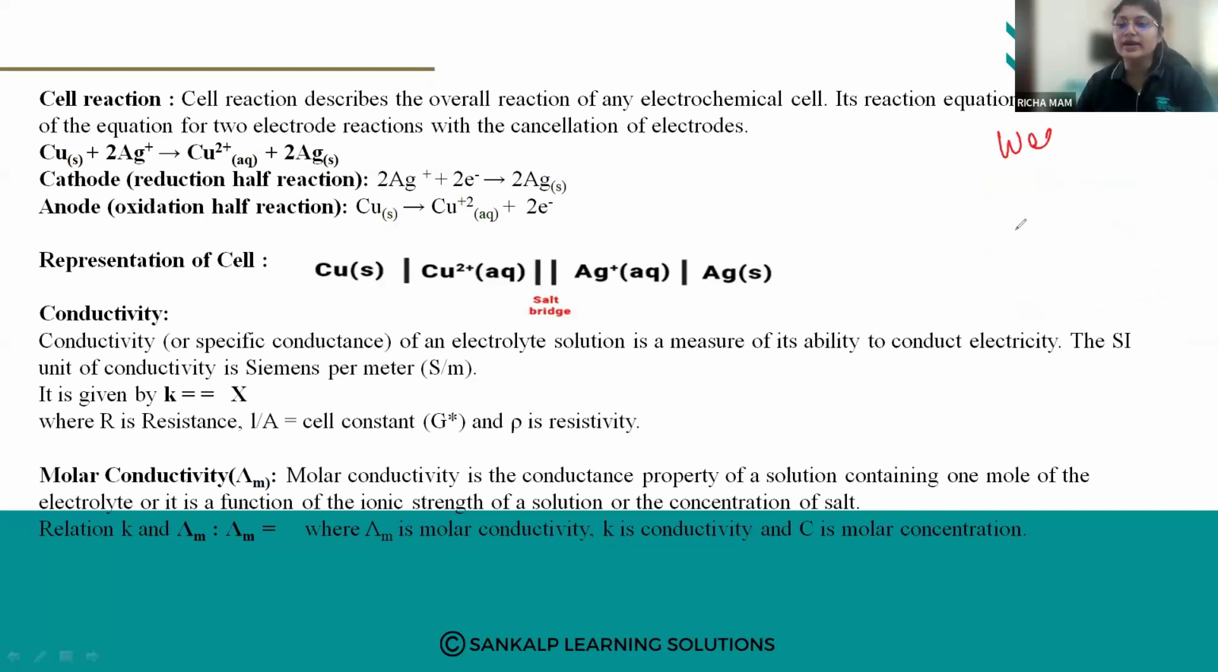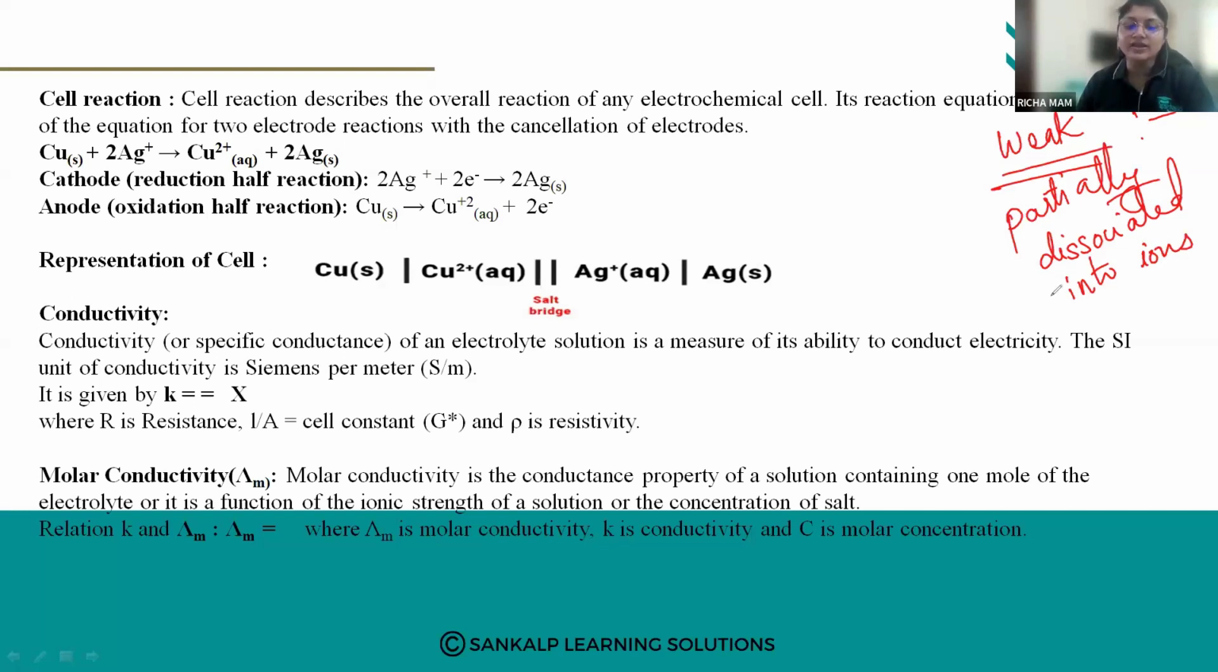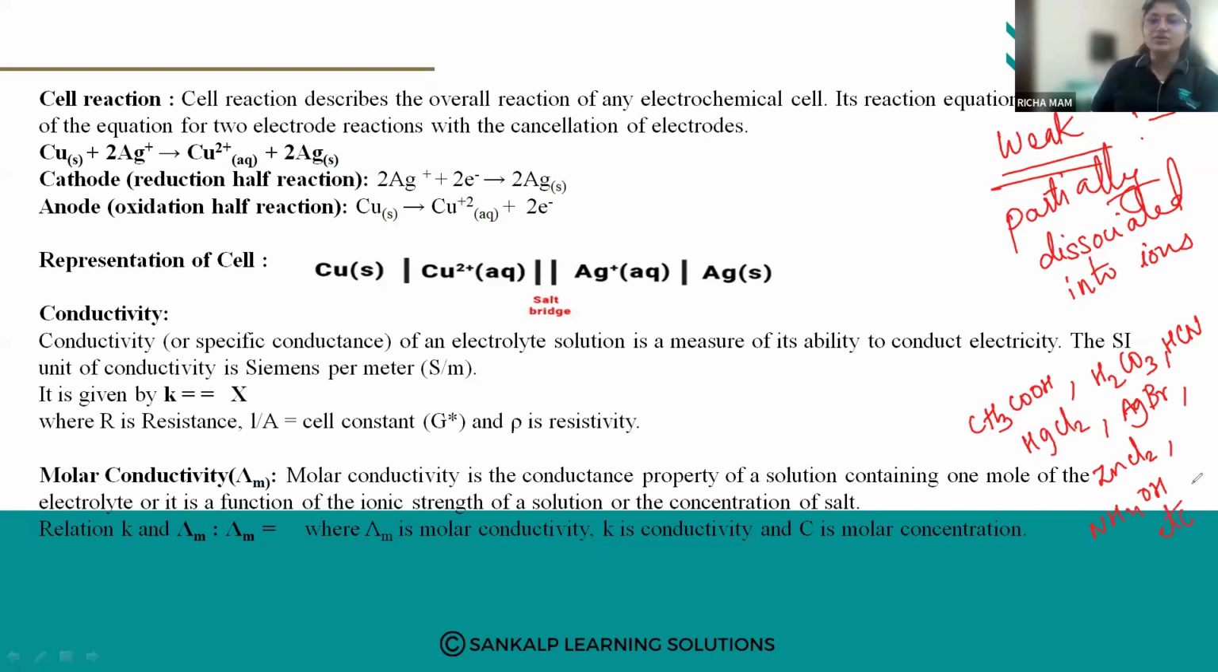Now, what do you mean by a weak electrolyte? Weak electrolytes will partially dissociate. They will not dissociate completely; they will partially dissociate into ions. Such electrolytes are called weak electrolytes. For example, acetic acid, H2CO3, HCN, HgCl2, AgBr, ZnCl2, and ammonium hydroxide. These are examples of weak electrolytes. So it is very important to know what strong electrolytes and weak electrolytes are.